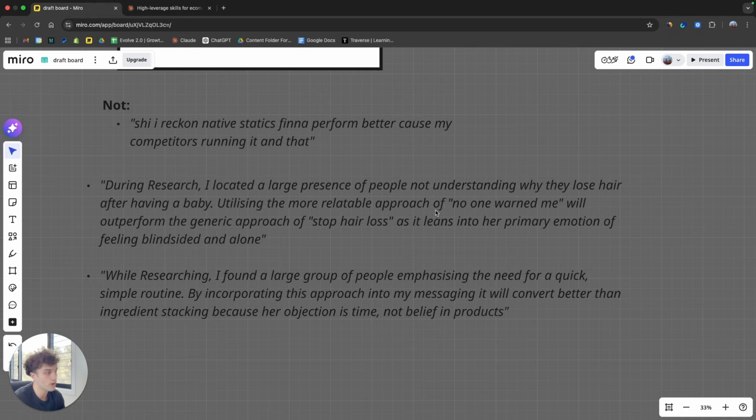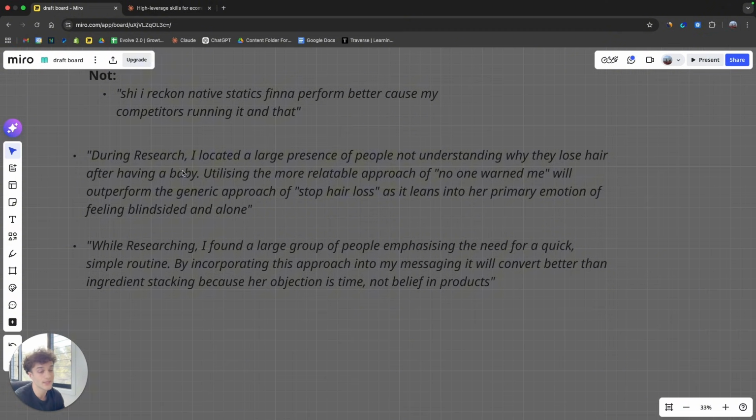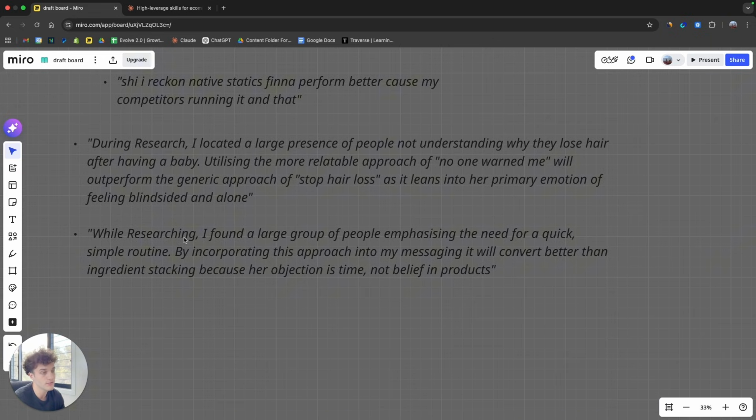Utilizing the more relatable approach of "no one warned me" will outperform the generic approach of "stop hair loss", as it leans into her primary emotion of feeling blindsided and alone. You can see there how we're again basing our hypothesis on research, and then moving to something like this.